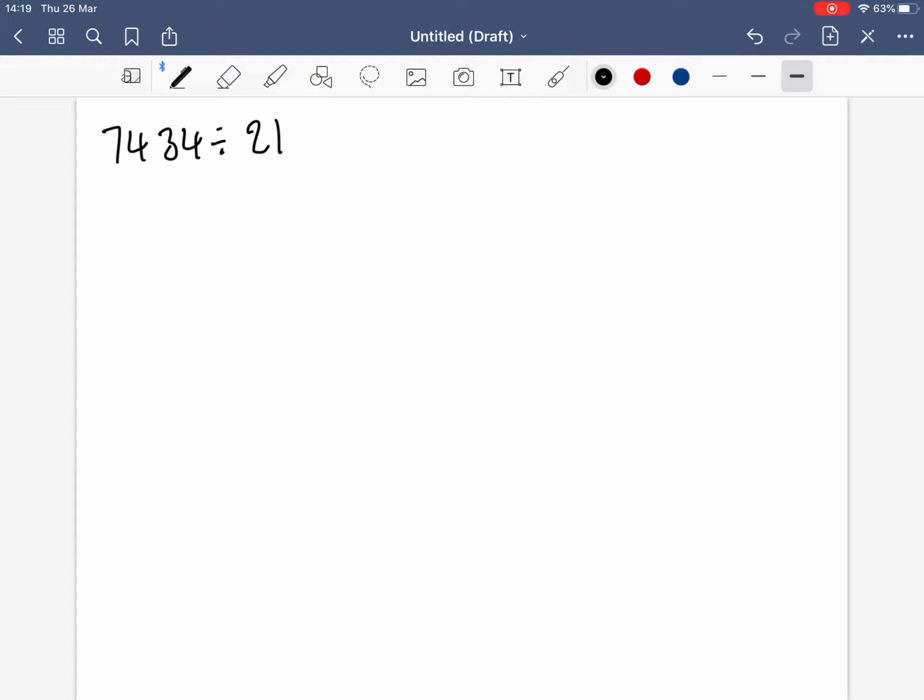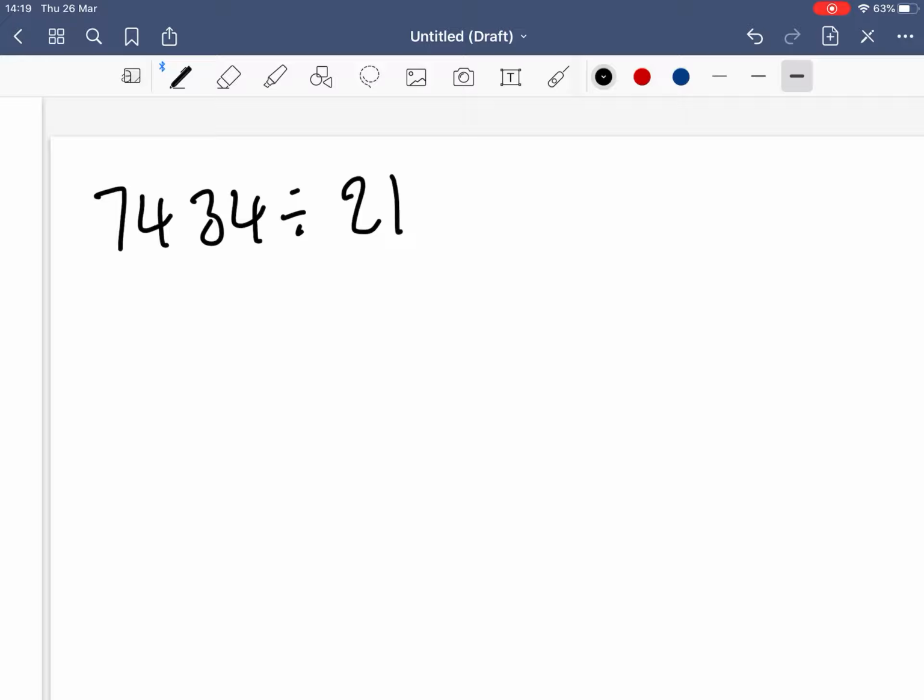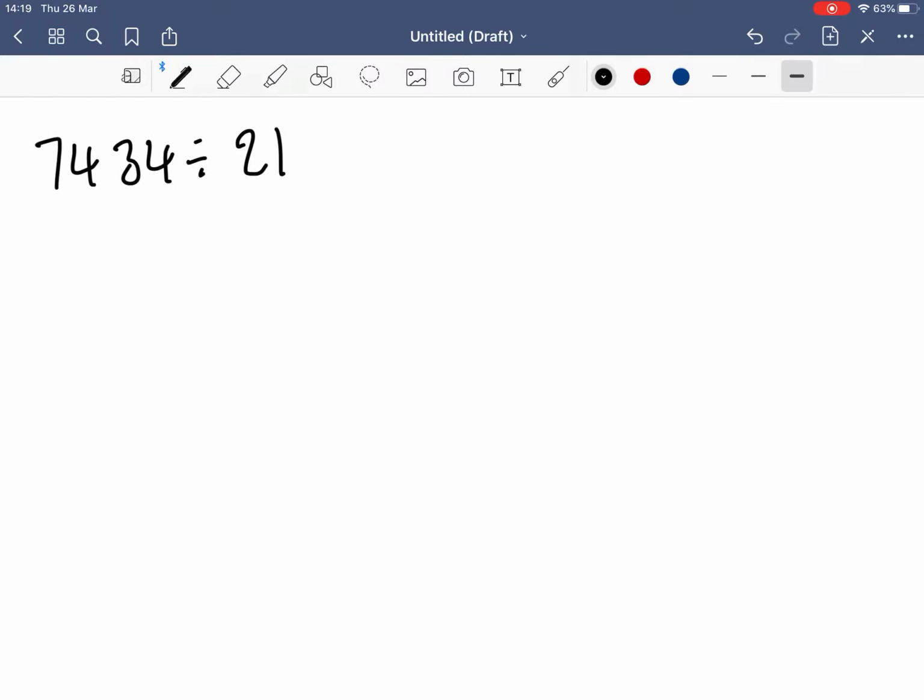Okay, right, now we'll move on to the next one. 7,434 divided by 21. Okay, right, now the first thing we need to do, if you remember, is to do our happy numbers down the side. I don't know my 21 times table, but I do know my 20. So I'm going to put my 20 here. But instead of subtracting 1, I'm adding 1, aren't I? So I need to add whatever I'm multiplying by. So 21 times 1 is 21. Then 21 times 2 is 42.